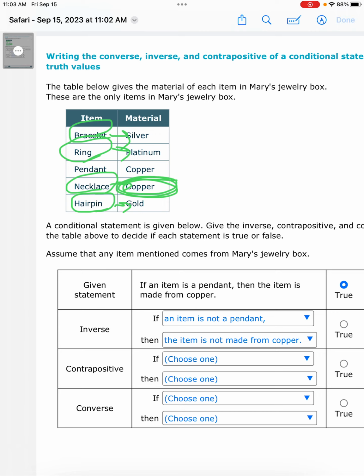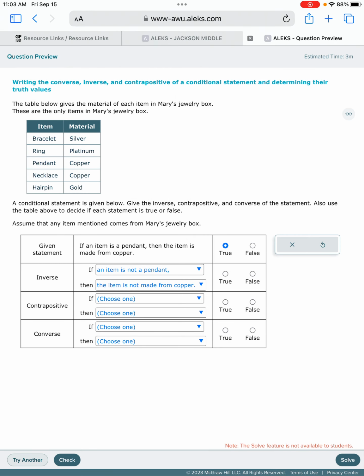Okay, so we go back over here, and we say that would be false. Okay, because the necklace is not a pendant, but it is still made from copper, so that would show us that that statement does not always work.